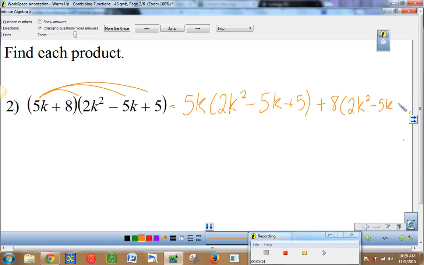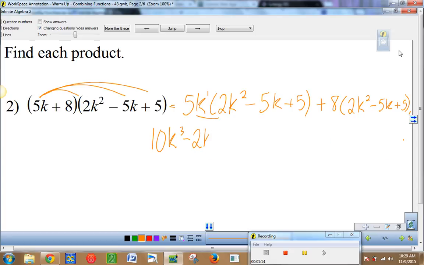Okay? If you're good with just drawing your little arcs and writing it and you don't miss anything when you do those, by all means do that. That's fine. So walk me through this. What do I get? 10k, good, to the third, because if you need to draw a little 1 up there so you don't forget about it. Negative 25. Good.